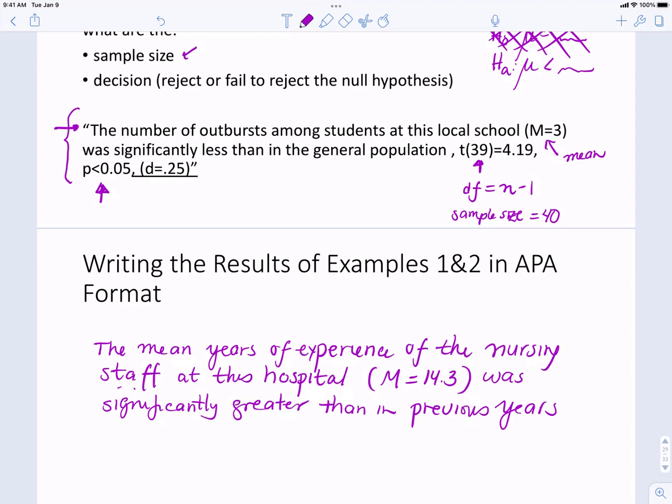And now we'll give more information. We did a t-test. Now remember, our sample size was 35, so the number of degrees of freedom would be 34. So t parentheses 34. Our test statistic was 2.17. Our p-value was less than 0.05. And that's how we could report the results of example 1 in APA format.